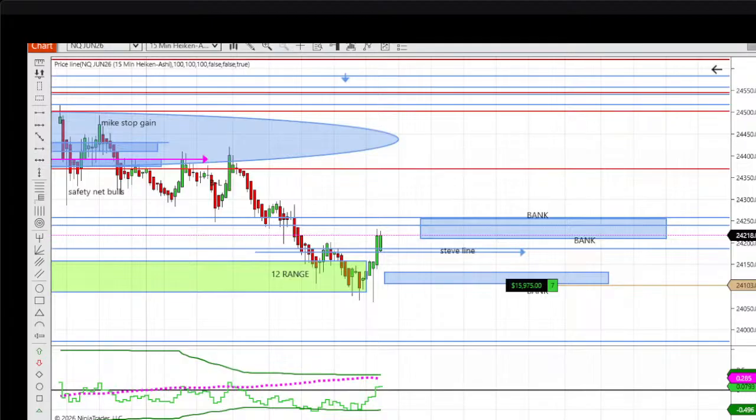12 guys, try to get the MJ 12 to 33, 22, 33, and up to 40. Can we get to 40? Anybody think we're going to get to 40 this morning? How about that? Anybody?